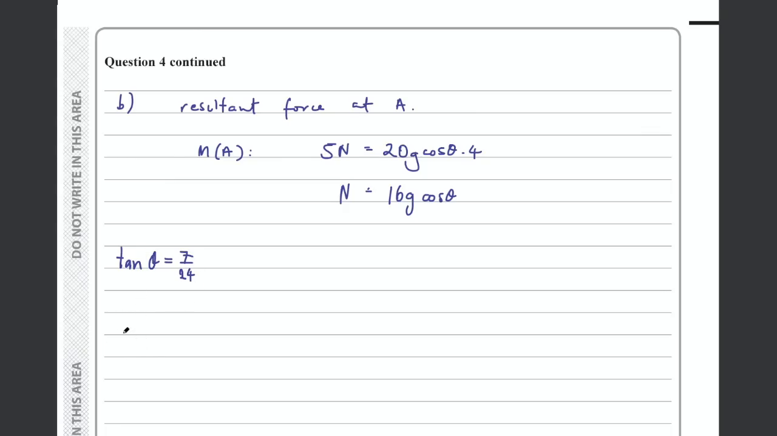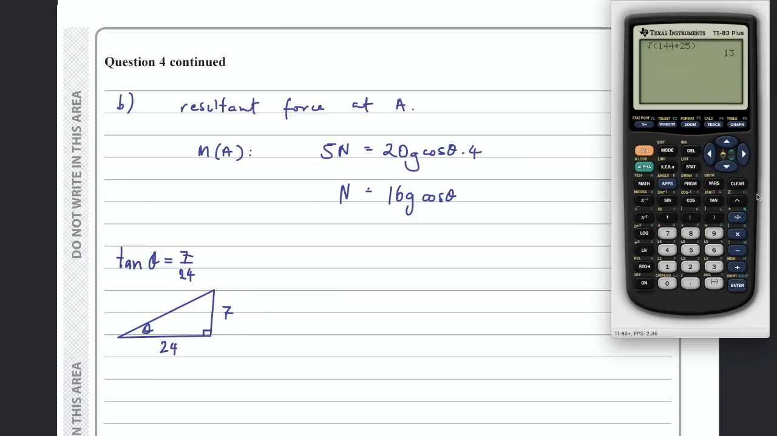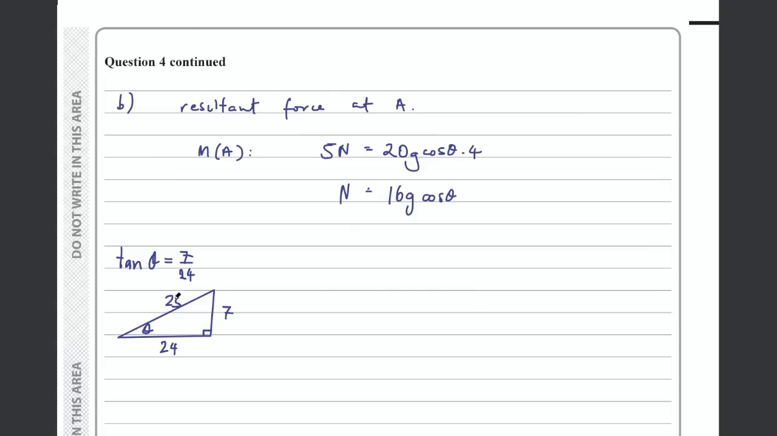So you can always draw a right angle triangle to help this make sense. But the tan ratio is the opposite over the adjacent side. To find the hypotenuse there, we can use Pythagoras' theorem. Let's do the square root of 24 squared plus 7 squared. That gives me 25. So the hypotenuse there is 25. Therefore, the cosine of theta is adjacent over hypotenuse, 24 on 25. Plugging that in here, we would have 16g times 24 on 25.